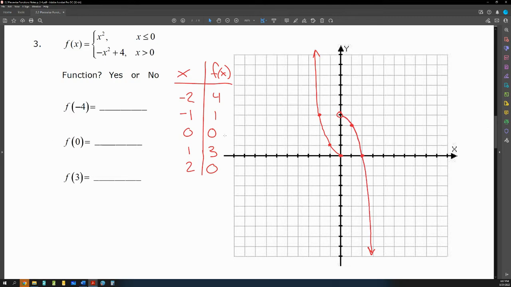So is this piecewise function a function? Yes, it is. It passes the vertical line test. F of -4, let's go ahead and evaluate. So that's going to be in the top expression. The quantity -4 squared is positive 16. F of 0, again, goes in the top expression. So 0 squared is 0. And f of 3 in the bottom expression, we get 3 squared is 9, make it negative, is negative 9, and add 4 is negative 5.